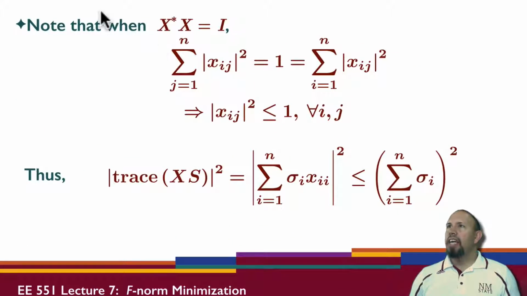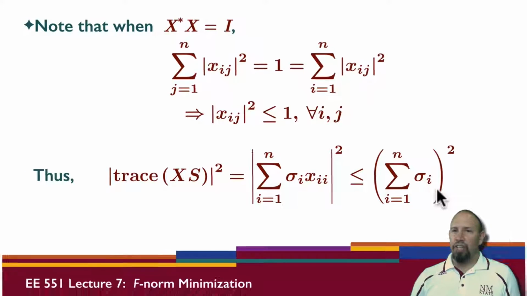Okay. Now, when x adjoint x is the identity, that is, when we have a unitary matrix, we have this relationship, which basically shows that the sum of each of the magnitudes of all of the elements squared is less than or equal to 1. And so this trace, which is equal to this, is less than or equal to, since these values are less than 1, this sum can be shown to be less than this sum. Okay, so notice I'm summing sigmas times x's, but the x's are less than or equal to 1. These are positive. So all of this is less than or equal to this. All right, so I have that relationship.